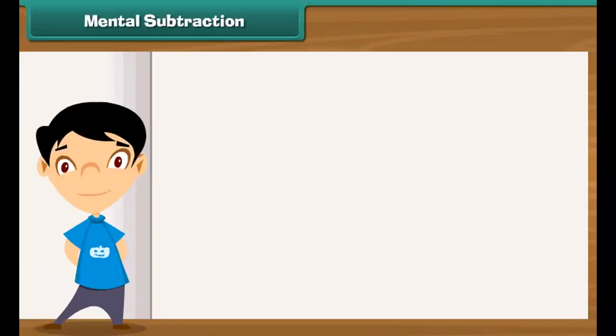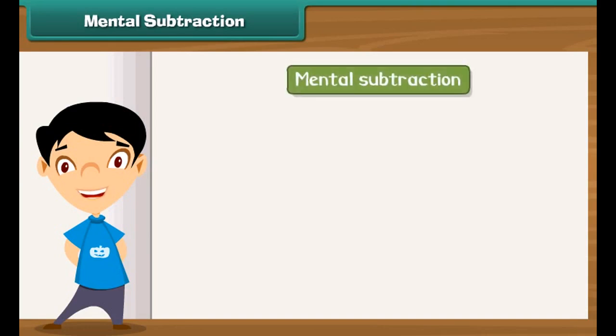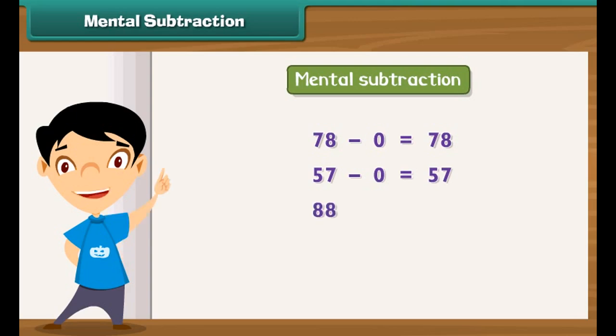Mental subtraction. We can perform mental subtraction in a manner similar to mental addition. 0 is the easiest number to subtract. So we will always try to make the second number, that is, the number to be subtracted, end with 0.